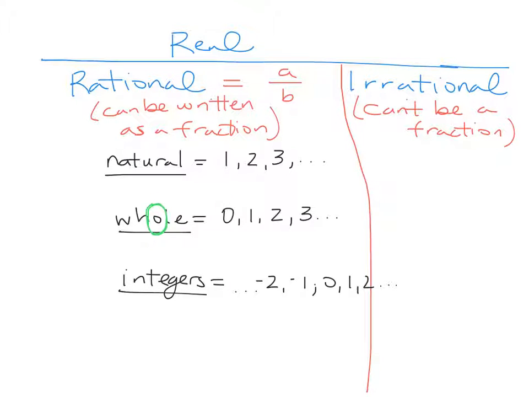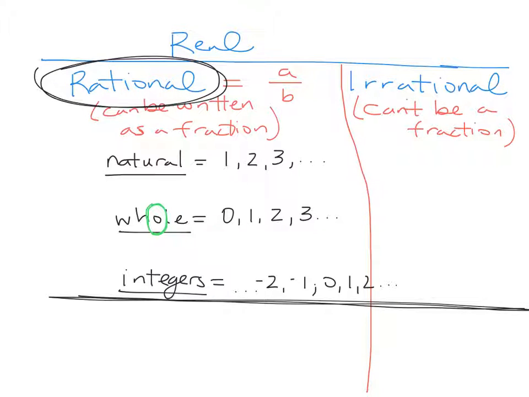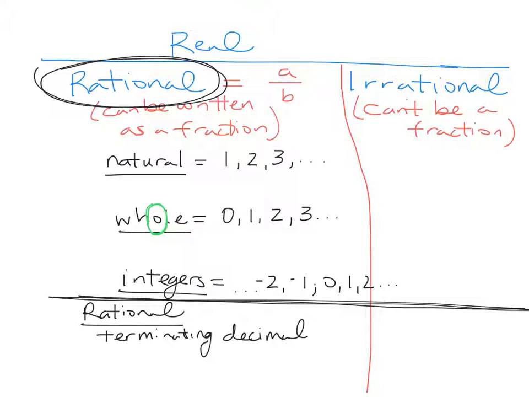Okay, so just to give you a few examples of both these types, okay? So right now I'm talking the whole rational category. A few things to look out for. You can have a terminating decimal. Anyone know what a terminating decimal is? What does it mean to terminate? Stops, right?